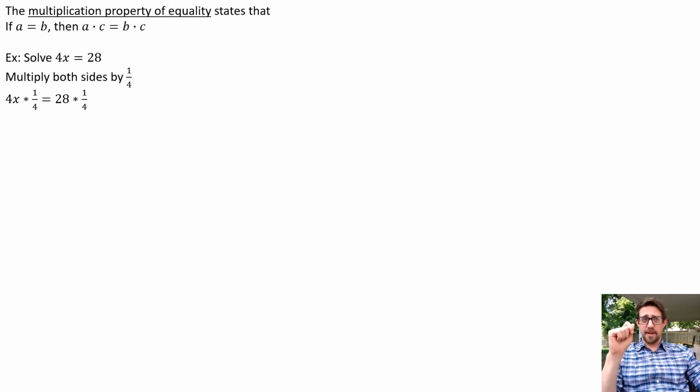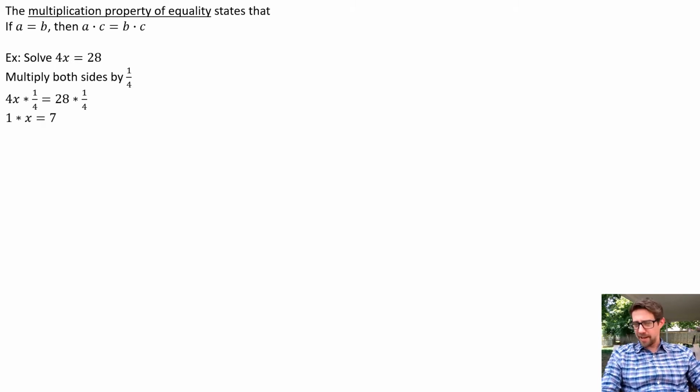You know that's the same thing as dividing by 4. So if you think about it as dividing both sides by 4, I can't really fault you. This is just the way we're going to do it in this class, so we can use the same technique on basically everything. Okay, so the 4 and the 1/4 are reciprocals. That's where I got it. So those cancel each other out and just become 1, and then 28 times 1/4 is 7.